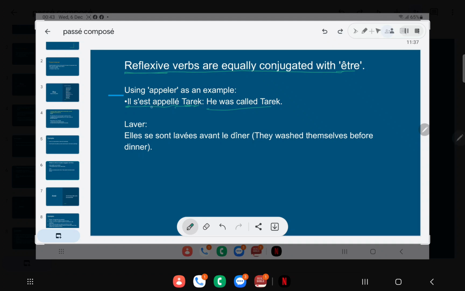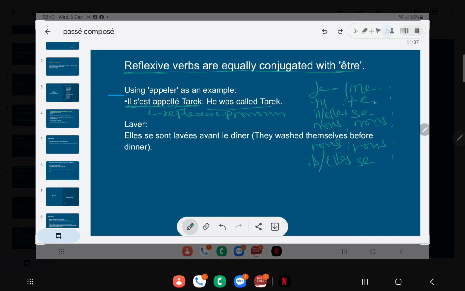Because due to the fact that appeler is reflexive, as evidenced by the use of s'. So this S apostrophe is something we call a reflexive pronoun. Reflexive verbs are characterized by these pronouns. So we have me, we have te, we have se, then we have nous, then vous, then se. So this is for je, this is for tu, this is for il/elle, this is for nous, this is for vous, this is for ils/elles.